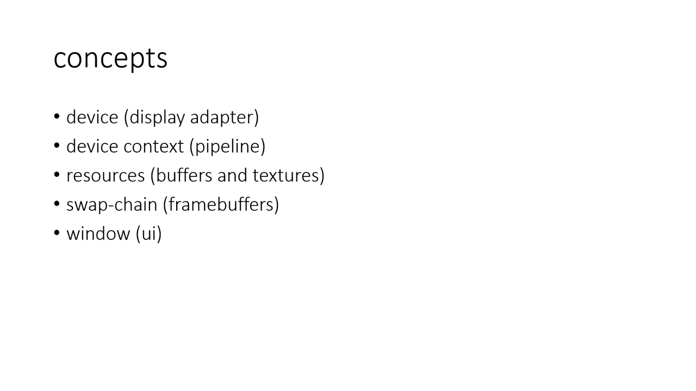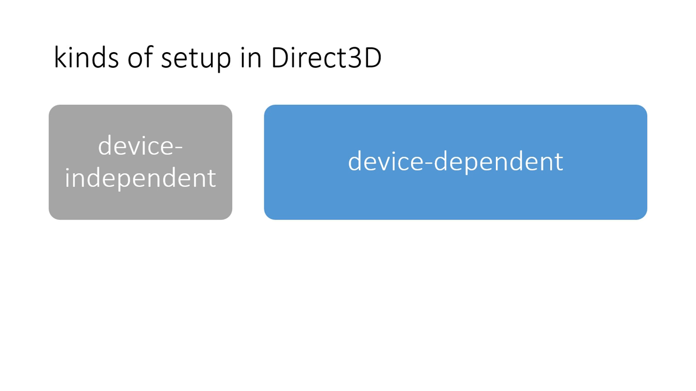So let's talk about the setup code. Now that we've looked at some concepts, let's first think about the setup work that you have to do. There's a bunch of work you have to do that is independent of the device. That's the grey box on the left. You can just do that work once. And then there's a bunch of work that actually depends on certain properties of the device, and if those properties change, then you have to do that work again.